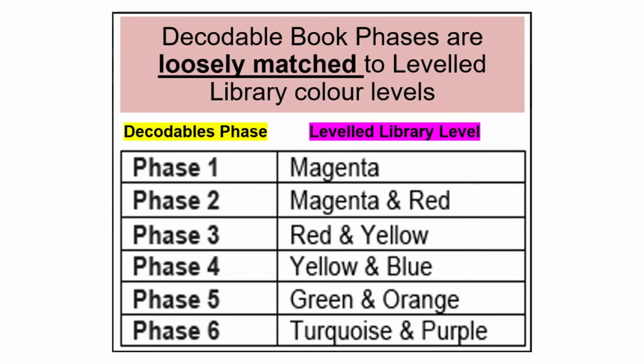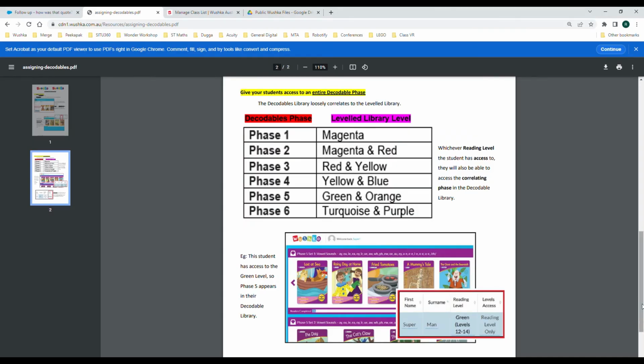The Wushka decodable library is loosely correlated to the Wushka leveled library. Now we purposely say loosely because it's obviously far more complicated than matching them up exactly one by one. Whichever level a student has access to will determine which decodable phase they can see. You can find this same chart on the Assigning Decodables How-To PDF, which is located in your Helpful Resources section.